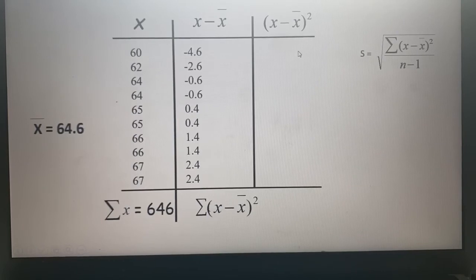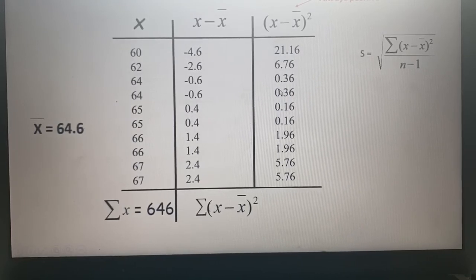Then in our final column, we take these values and square them. We should always get positive answers in this column. That is the reason why this formula squares them. We add up all of this, and that gets us 44.4. So 44.4 is the value we're going to put into our formula.